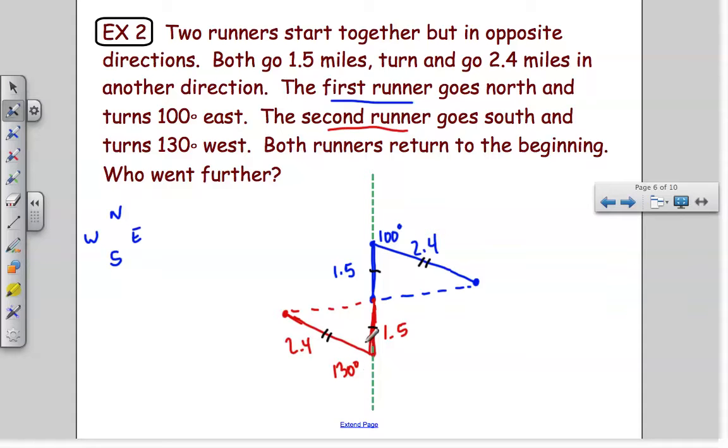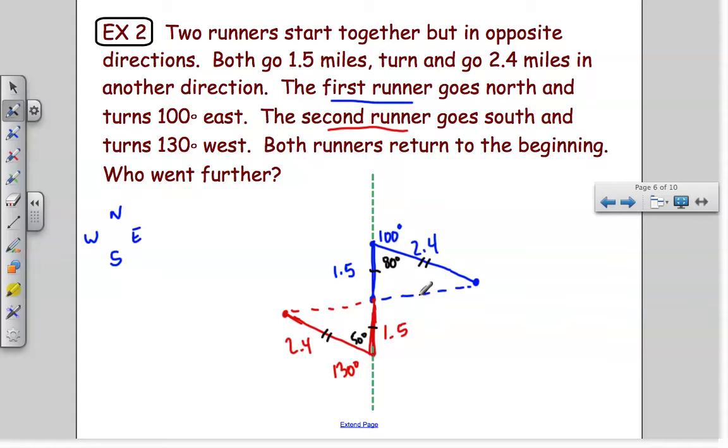Notice that the angle I was given is not actually the angle in the triangle, and I need the angle in the triangle. But these are a linear pair, so they should add to 180, making this 80 degrees. And with 130 and 50 degrees, those would add up to 180.